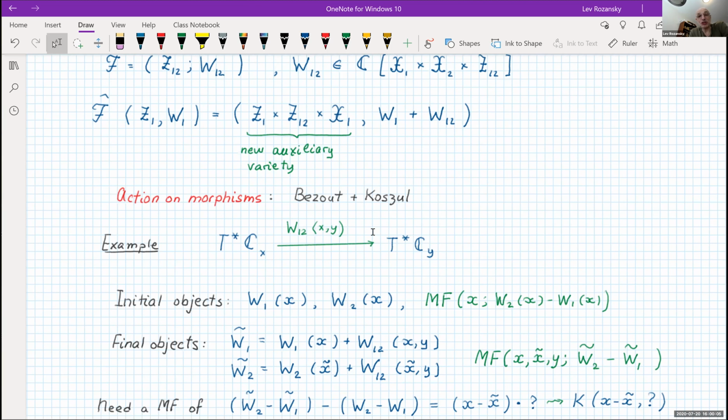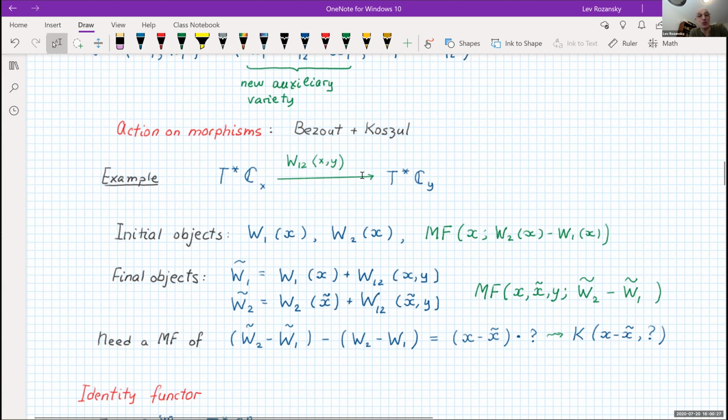So if you want to define a functor between two categories, you also have to explain how it acts on morphisms. So this is a quick illustration. Again, look under the hood at how Bezout and Koszul tell you how to construct the action on morphisms. So suppose you have two simple objects in the category of x1, W1 of x and W2 of x. And the category of Homs is this matrix factorization in green. Now for the final objects, you have to add W12 to both. So you go from variable x to variable y, and let's assume that our correspondence doesn't have auxiliary variables. Again, for simplicity, it's just described by a function W12 of x and y. No auxiliary variables there.